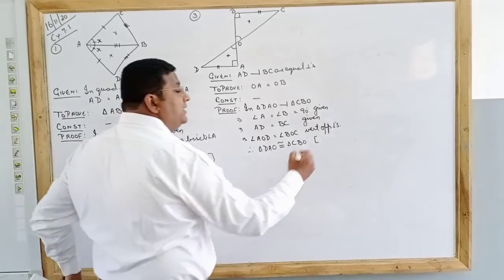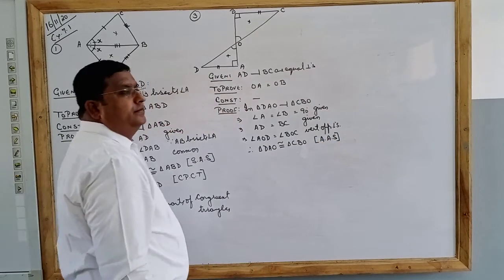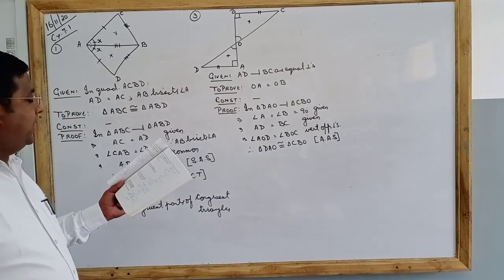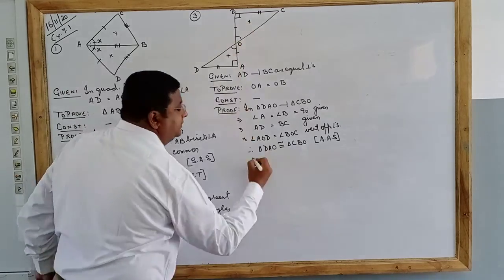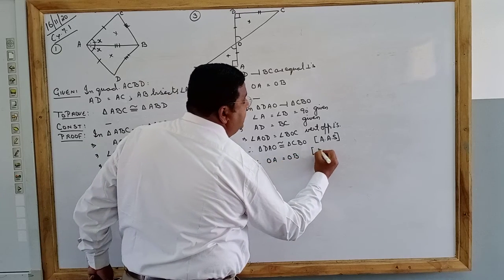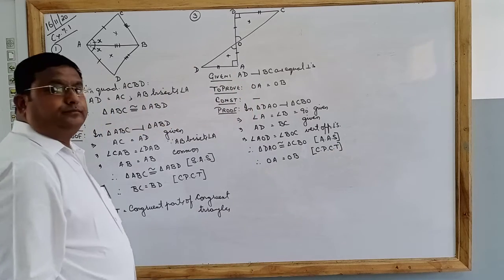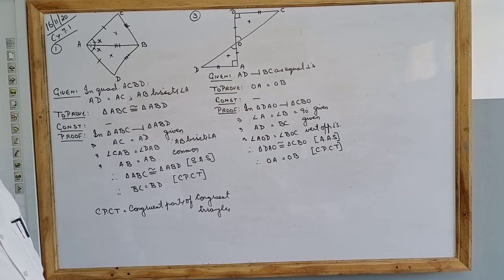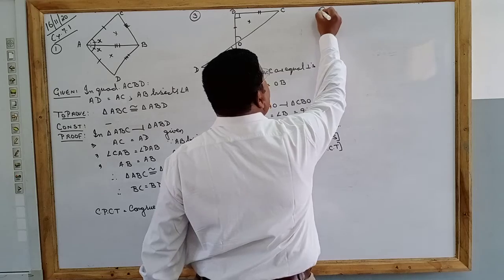So which congruency? AAS. Yes, and if these two are congruent, can we say that this OA is equal to OB? So therefore, OA is equal to OB. Reason: CPCT. Right? Correct? Only observation.